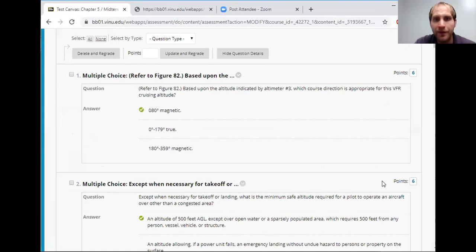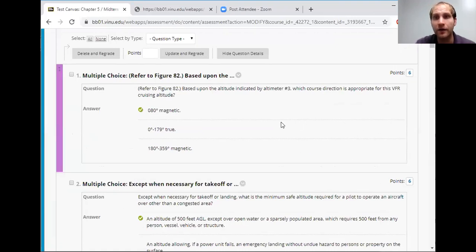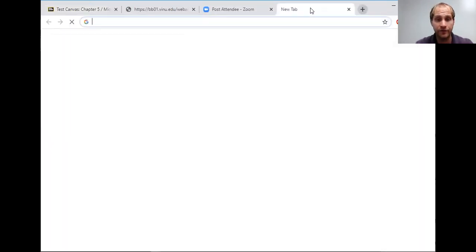All right, so this was one of the questions right here that a lot of y'all are having trouble with. So this question right here is one of the more tricky questions for the test. It says we need to refer to figure 82, and I should have already had the figure supplement open.